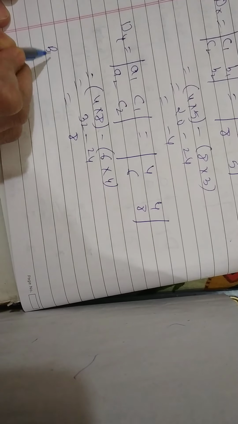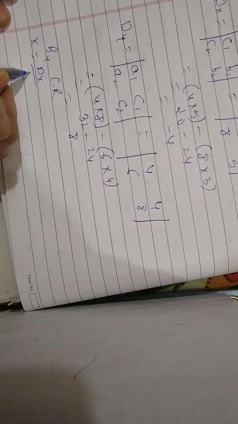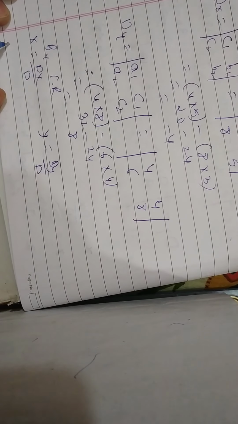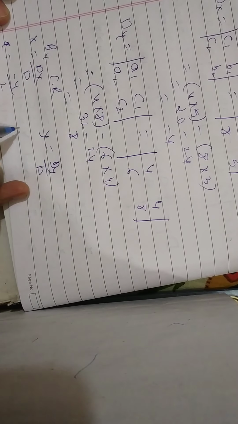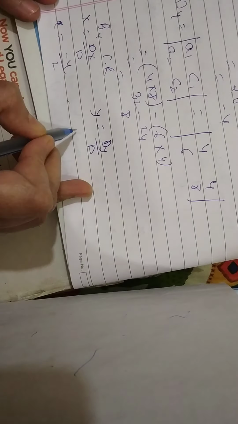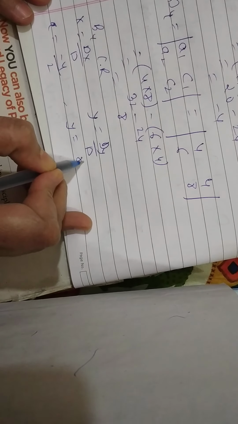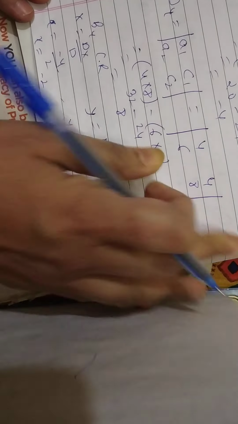By Cramer's rule, x is equal to Dx upon D and y is equal to Dy upon D. Dx is what? Minus 4 upon 2 and y is equal to 8 upon 2. X is equal to minus 2 and y is equal to 4. We'll go for third problem.